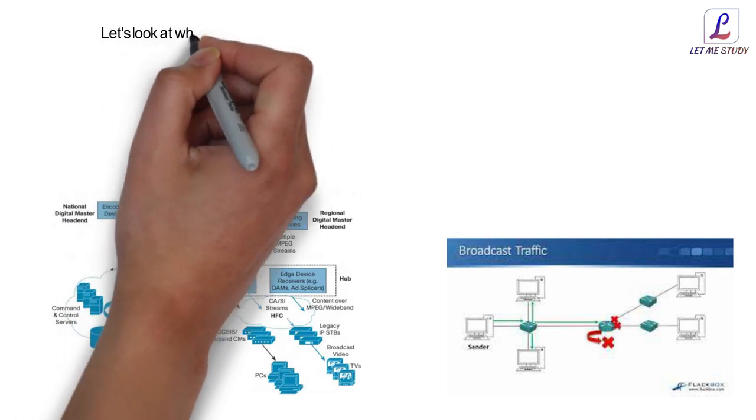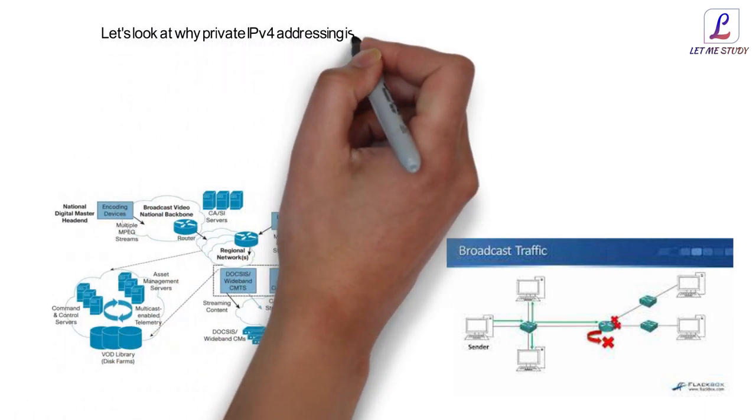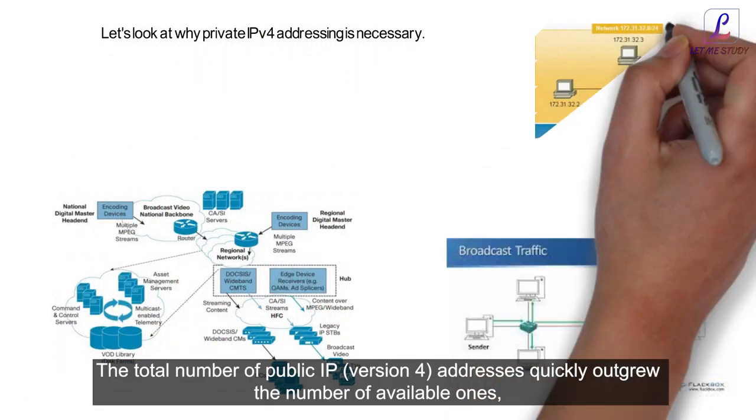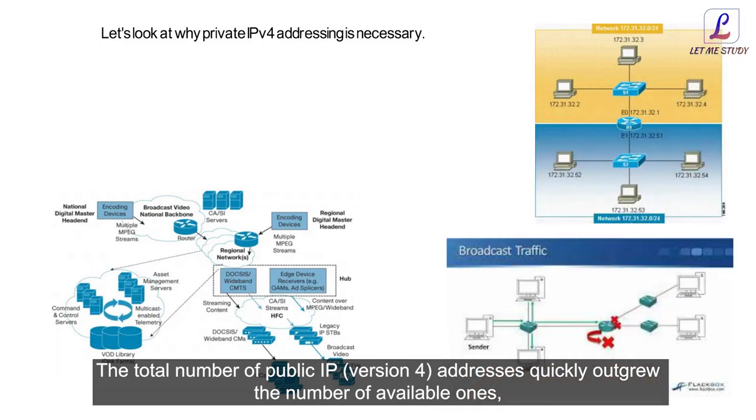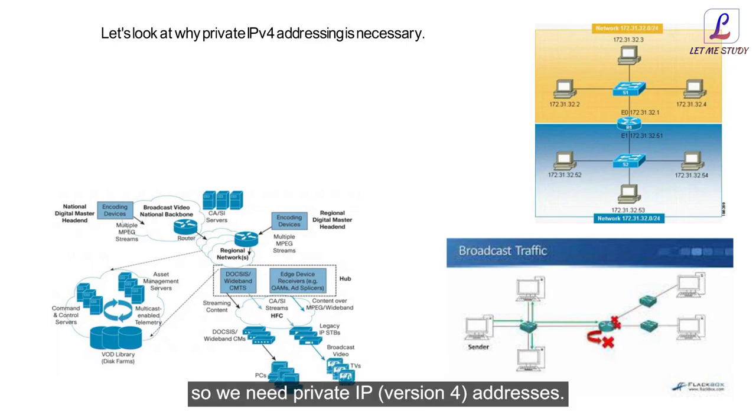Let's look at why private IPv4 addressing is necessary. The total number of public IP version 4 addresses quickly outgrew the number of available ones, so we need private IP version 4 addresses.